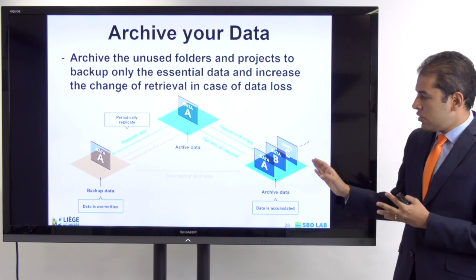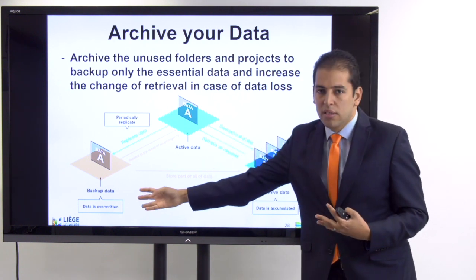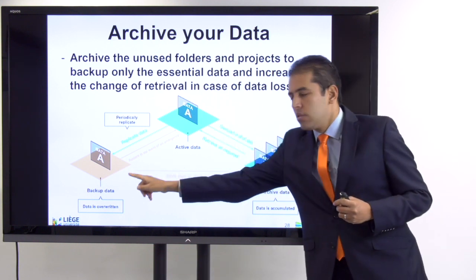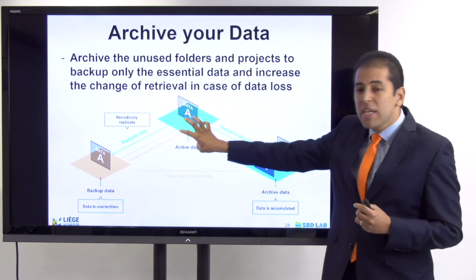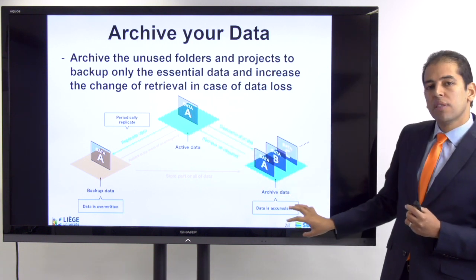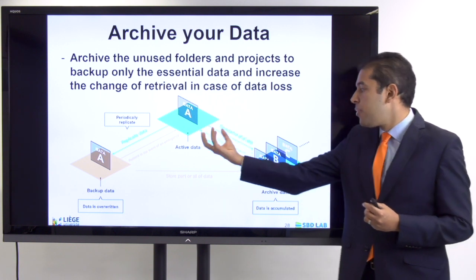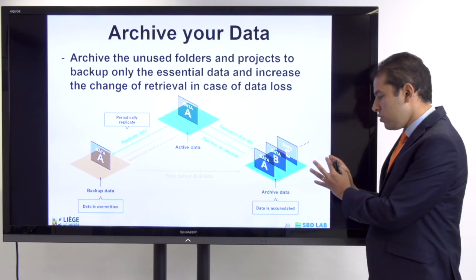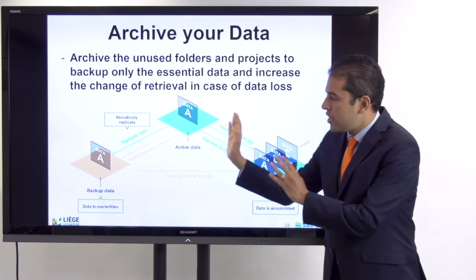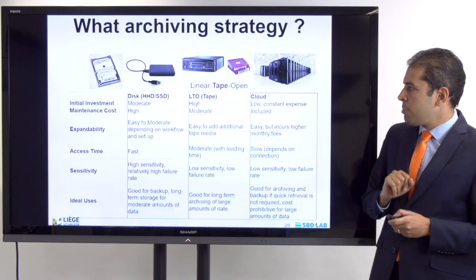If you need this data and you are using it frequently, then you are backing it up. So actually you need to always have two systems: a backup system for your frequently used data, and an archiving system for your less frequently used data. Here you save a part of your data, you keep it stored, and you access it only when you need it. And here you have a replicate of your data that you always use frequently.